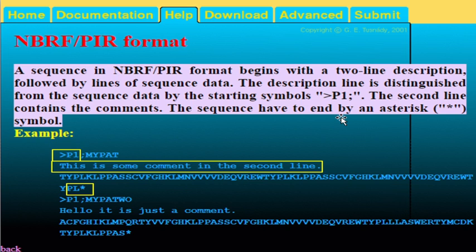The description line is distinguished from the sequence data by starting with a greater-than symbol and P1, and the second line contains a comment, and also the sequence is terminated by an asterisk symbol. Okay, so this is an example.